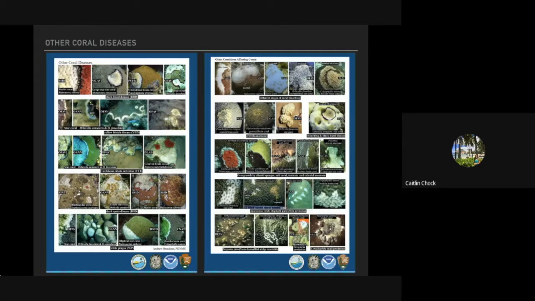Here are some really good ID cards that were made for the Florida outbreak. I've posted these on our Facebook page. You can download them. If you want to, you can also print them out. They're meant to be able to be laminated and taken with you on the dive as a quick reference. They also identify the susceptible species and give you examples of how SCTLD looks on those. And then here you can see the other diseases and how they look, and the other conditions and how they might look. So it's a very good, handy reference. I recommend downloading that.